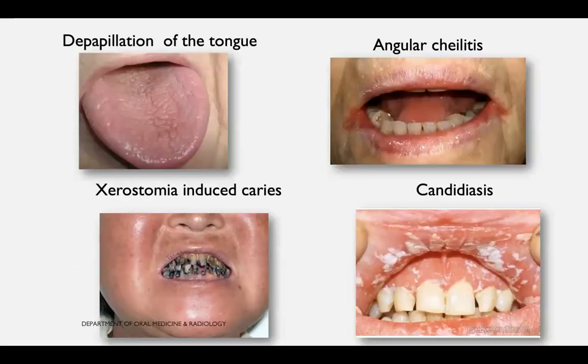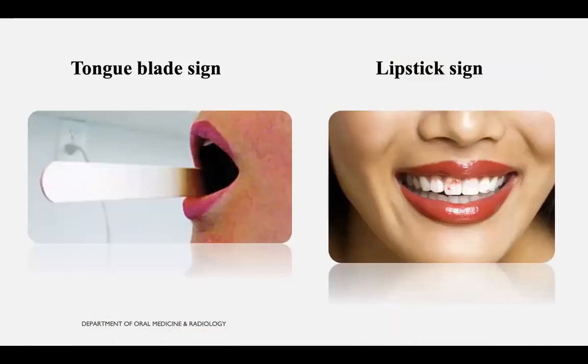These are some of the clinical presentations that could be seen as a manifestation of dry mouth, which include depapillation of the tongue, angular cheilitis, xerostomia-induced caries, and candidiasis, which can occur secondary to decreased salivary flow. Secondary fungal infections occur, which can lead to candidiasis.